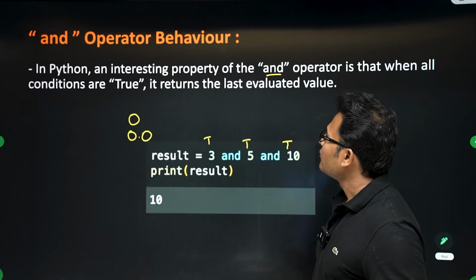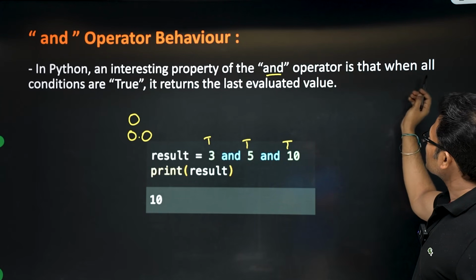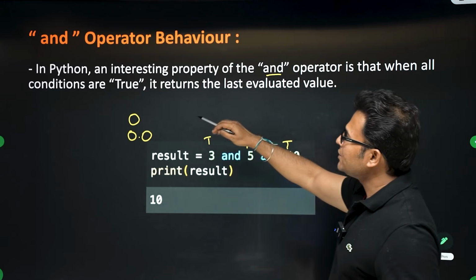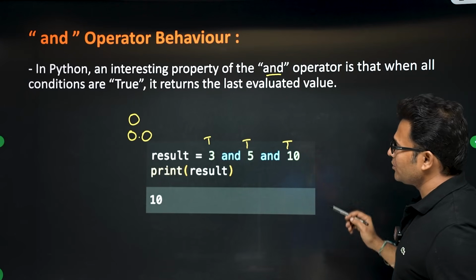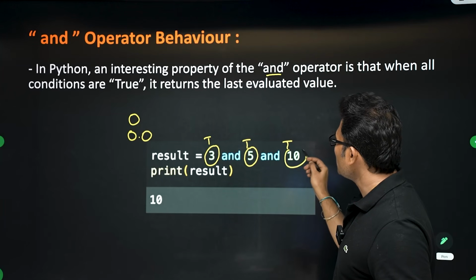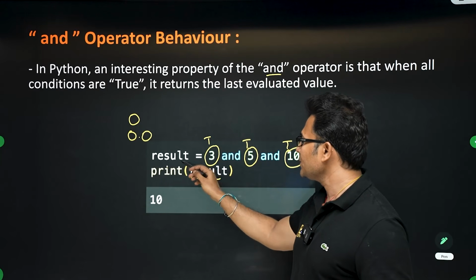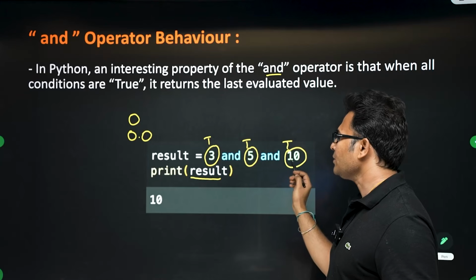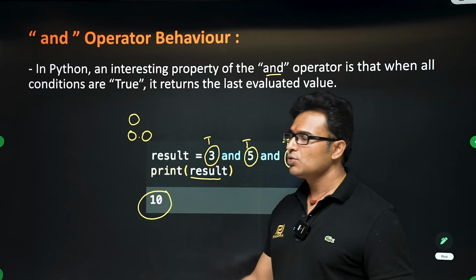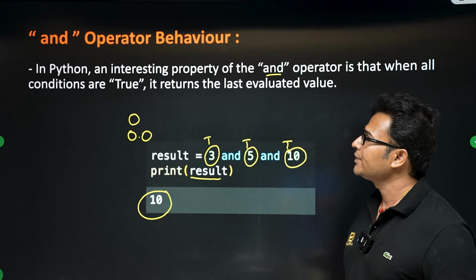Now see this, the interesting property of the AND operator is that when all the conditions are true, it returns the last evaluated value. So this is true, this is true, this is true. Then what will be returned? If I try to print result, where result equals 3 and 5 and 5 and 10, it will print the value 10. Why? Because that is the last evaluated value.